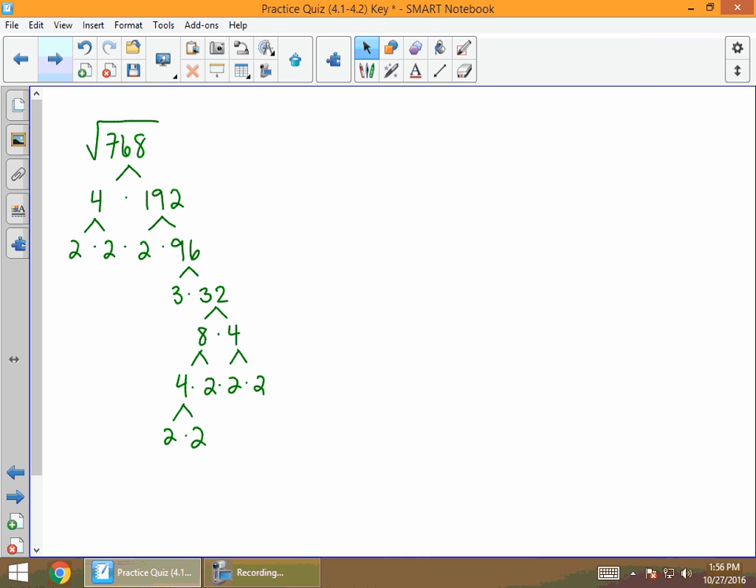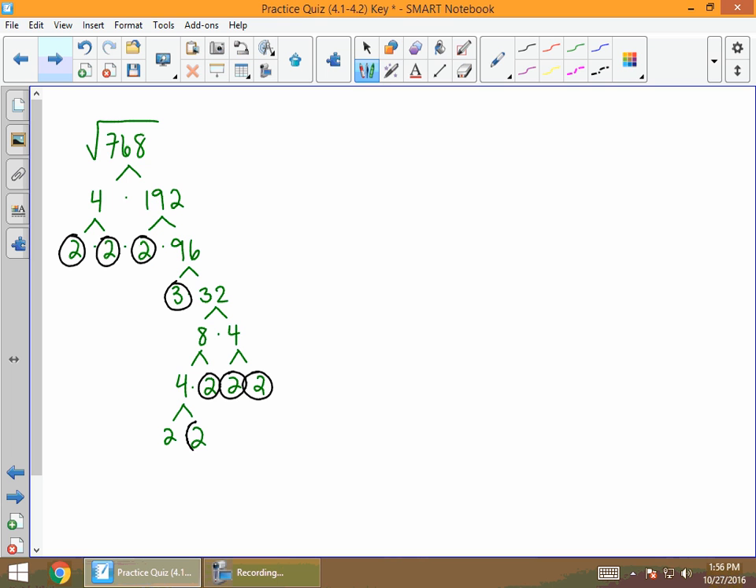Woo! So a little bit faster. So let's see, prime numbers. 2, 2, 2, 3, 2, 2, 2, 2, 2. All right, so 768. Going to be the square root. 1, 2, 3, 4, 5, 6, 7, 8 2's, and a 3.